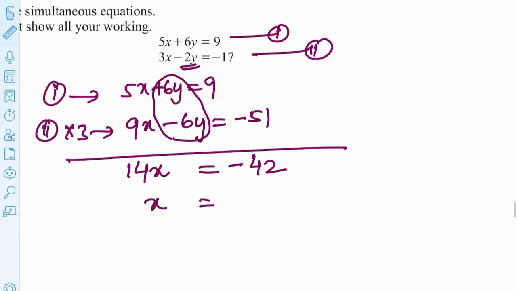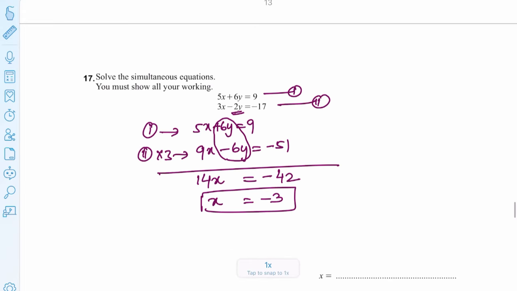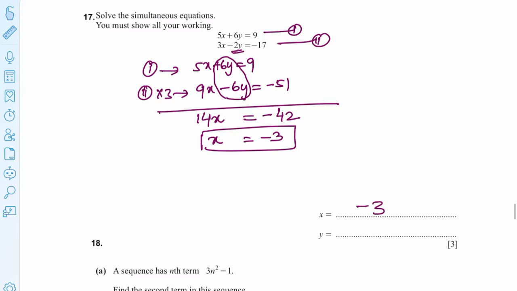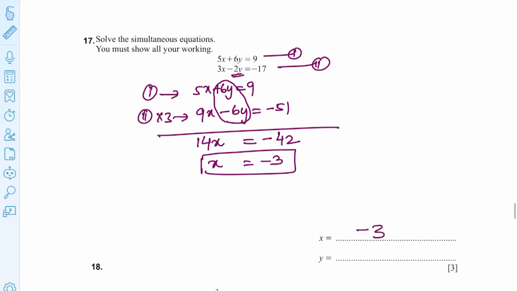Divide 14 on both sides, so I think you are getting x equals minus 3. Do you get it? So we got this x value that equals minus 3. Clear? Okay, now the next part is how to find the value of y. Take any one equation of your choice, put the value and get it.